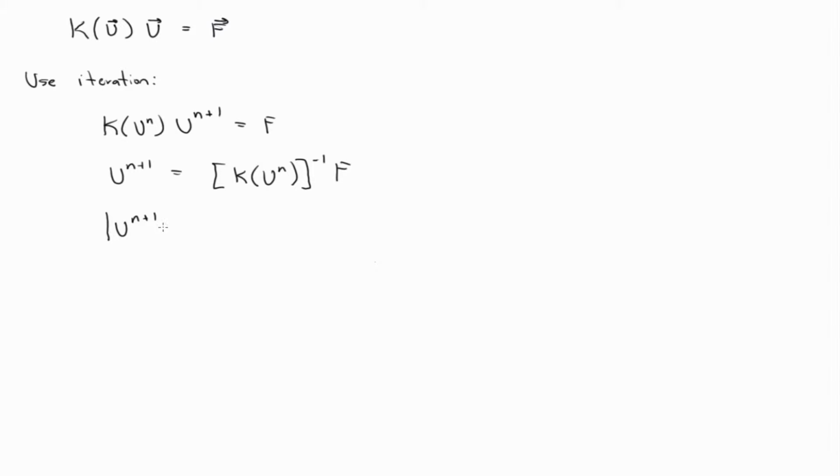For example, we might look at the change in the solution vector from one iteration to the next over the norm of the change over the norm of the new displacements. And if that's less than some tolerance, say 10 to the minus sixth, then we quit doing it. Right?